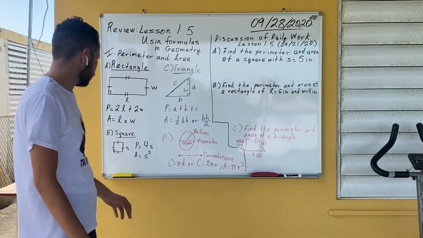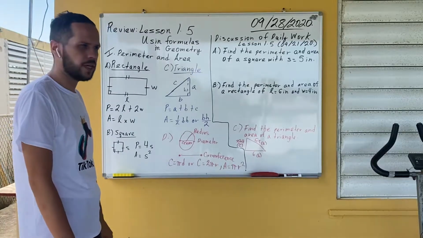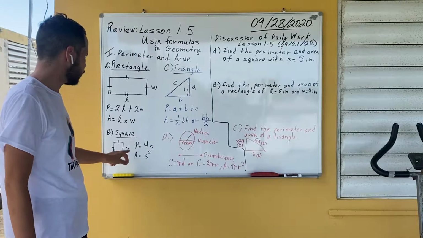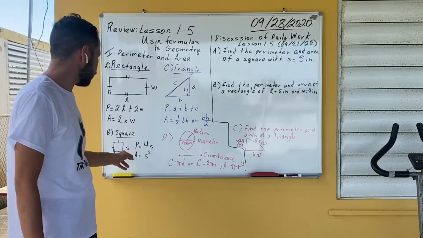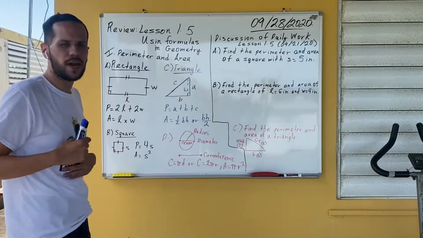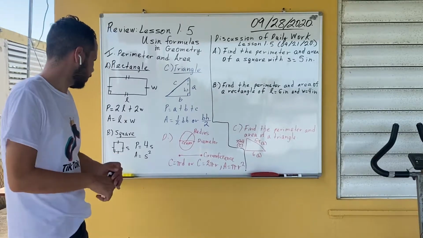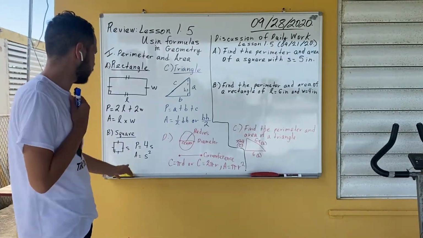The square has 4 sides that are congruent, or equal. If we want to find the perimeter of the square, we just multiply 4 by the length of the sides. And if we want to find the area, we take the side squared, the value of the side squared.